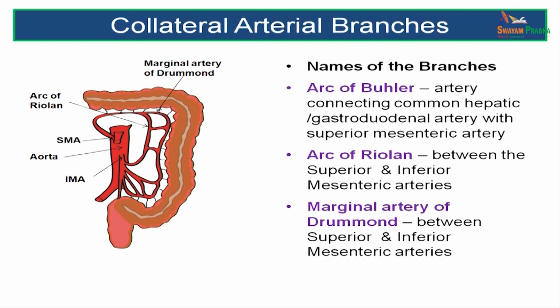These are some of the collateral arterial branches we were talking about. The first one is the arc of Buller. This is between the celiac artery or the celiac trunk and the superior mesenteric. In this figure, you can see the arc of Riolan, which is between superior and inferior mesenteric. The marginal artery of Drummond also is an anastomotic vessel which is given blood supply by both inferior mesenteric as well as the superior mesenteric.